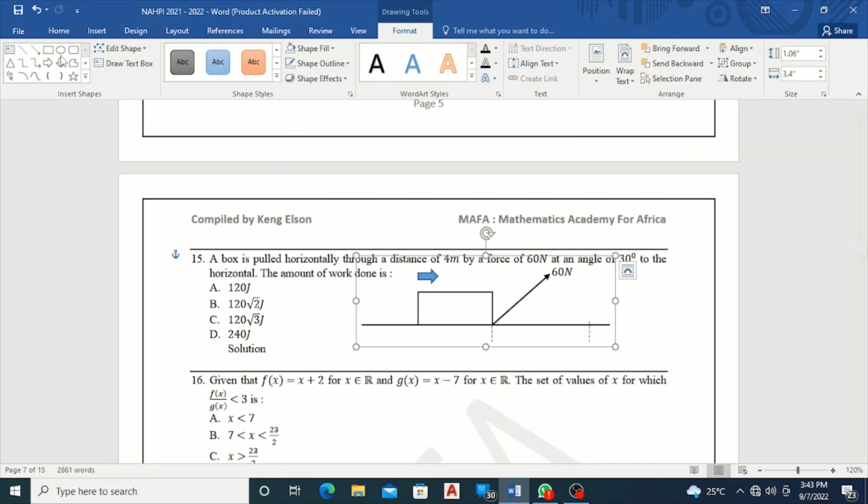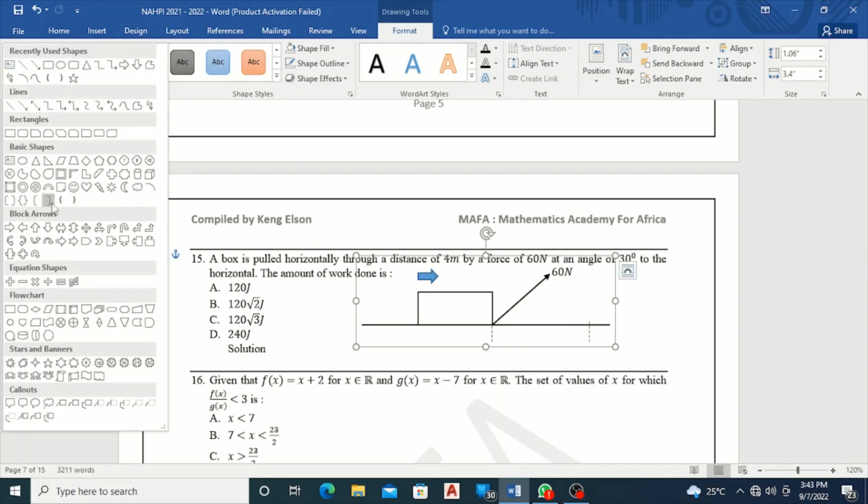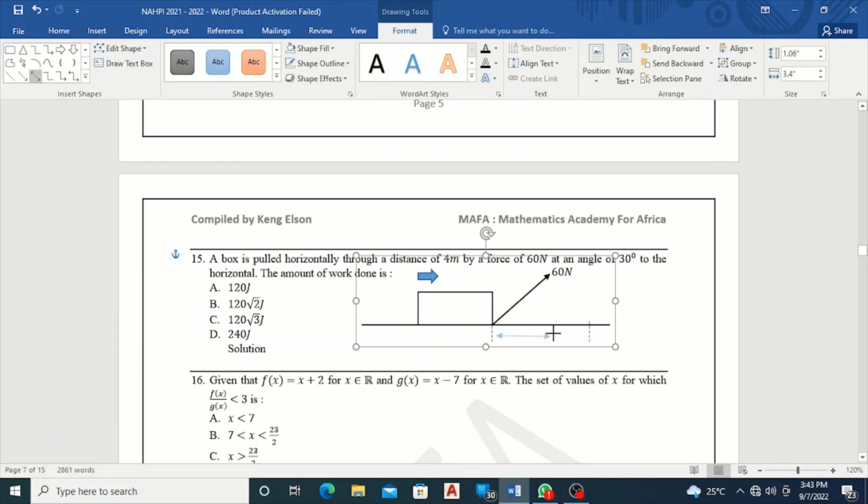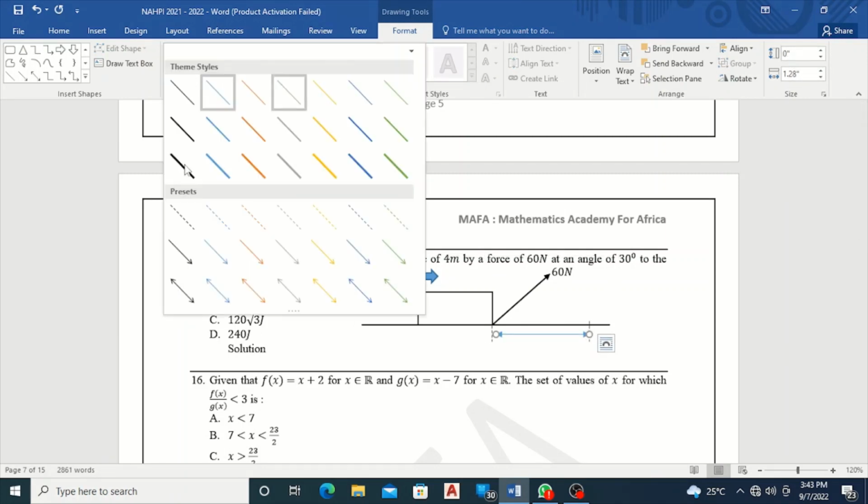Okay, so the distance between the original position and the new position is 4 meters. So what do we need to find? We need to find the work done. That's what we need.